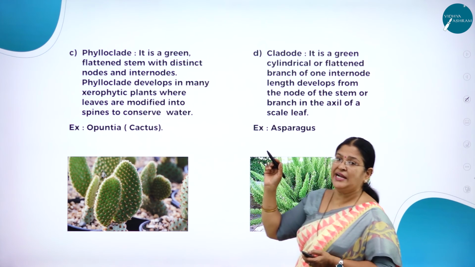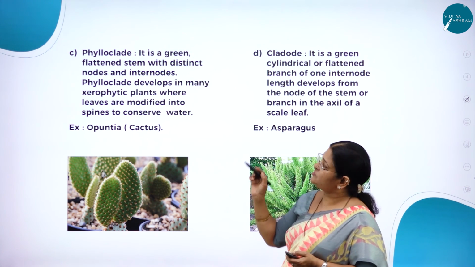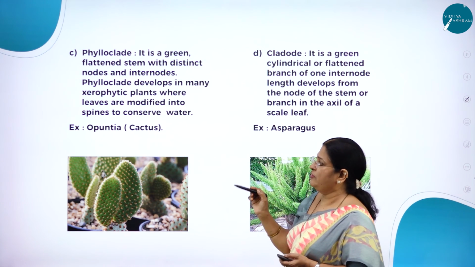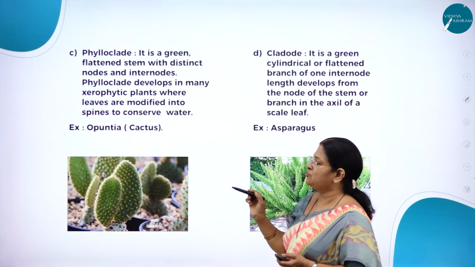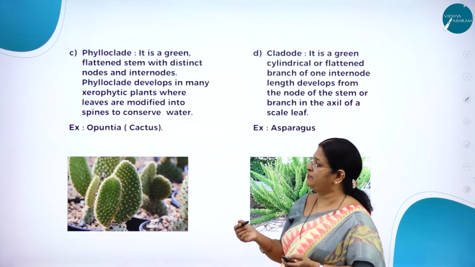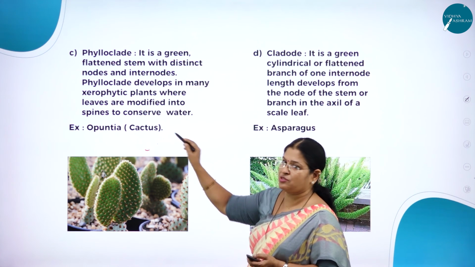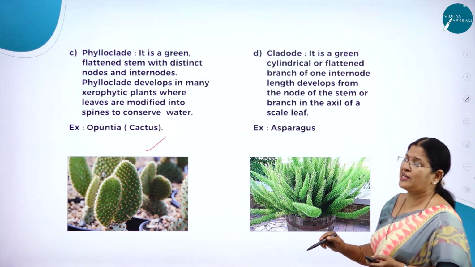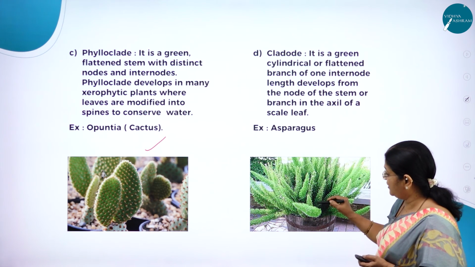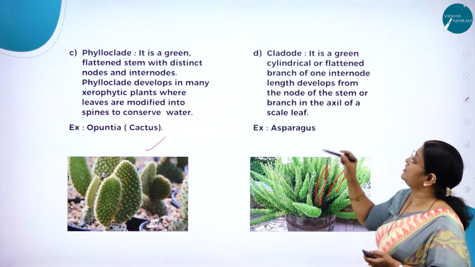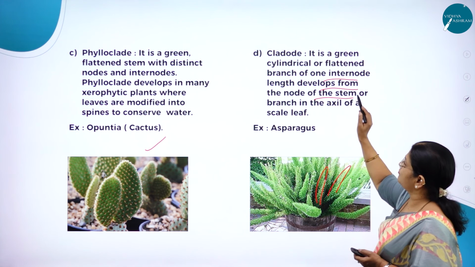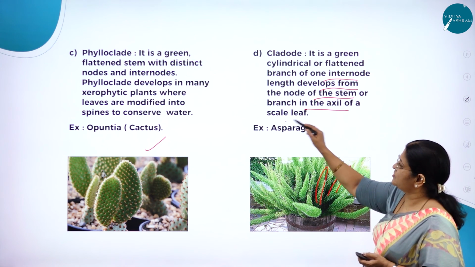That is phylloclade. It is a green flattened stem with distinct nodes and internodes. Phylloclade develops in many xerophytic plants where leaves are modified into spines, not only to conserve water but also to protect themselves from the browsing animals. A classical example you can take is opuntia. Commonly we use the word cactus. Next is cladode. There it is a flat structure, here it is a cylindrical structure. Here you can see the cylindrical structure or flattened branch of one internode length that develops from the node of the stem or a branch in the axil of a scaly leaf.